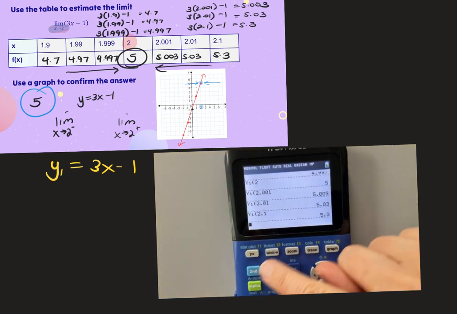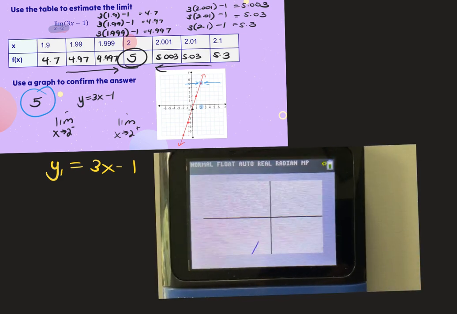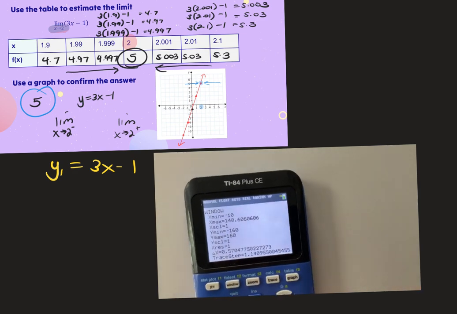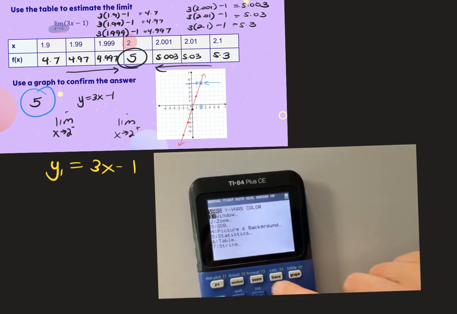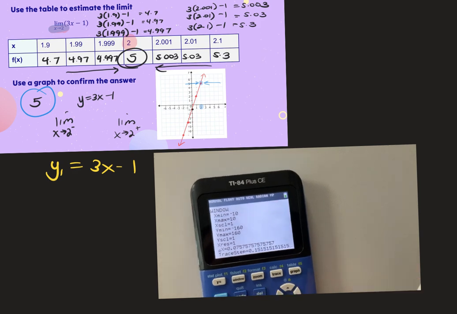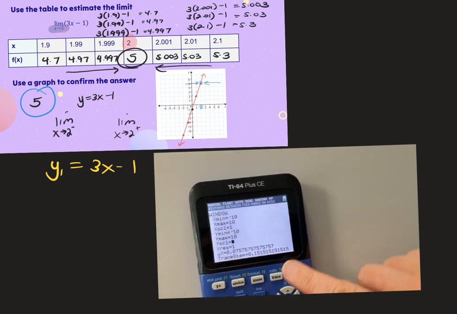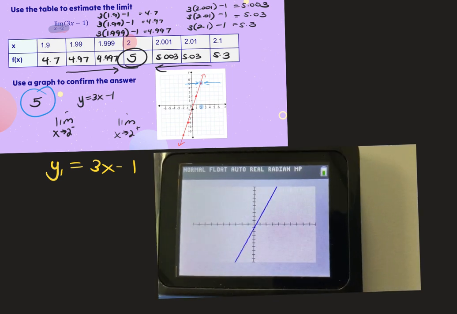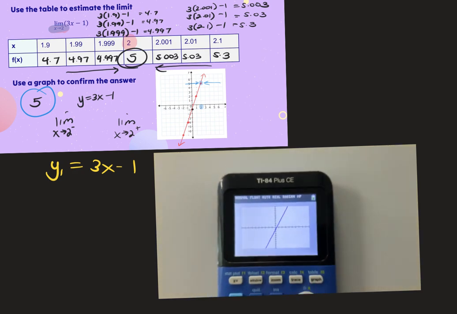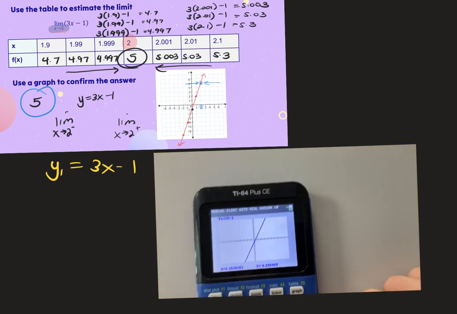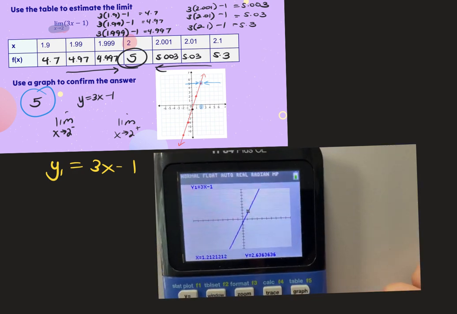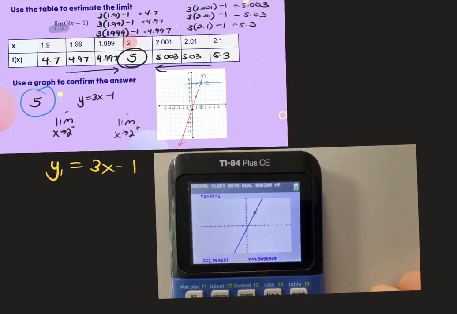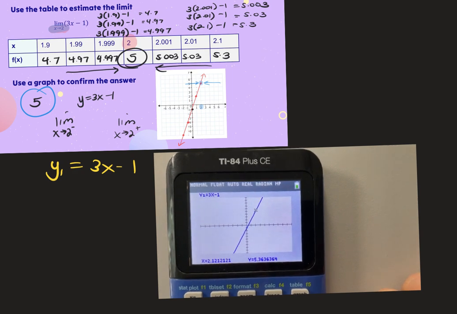If I want to see this from my graph, obviously I could go to the graph. Who knows what my window is. Let's say I'm going to adjust my window to negative 10, 10. And if I look at my graph and I want to see where my x is 2, I could go to trace. I could look until my x approaches 2, and I could see that as x approaches 2, my y value is getting closer and closer to that 5. It goes from 4.9 and then jumps to 5.7.